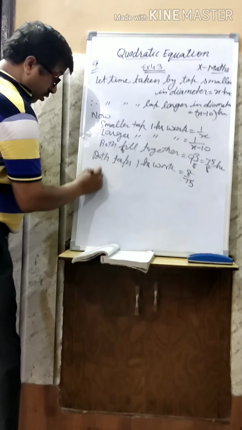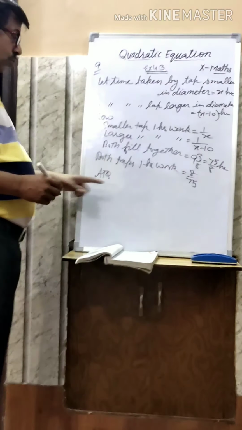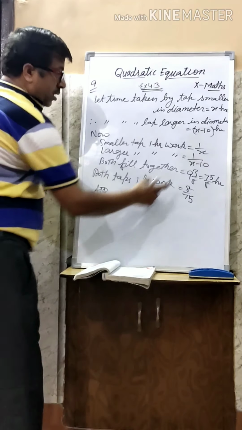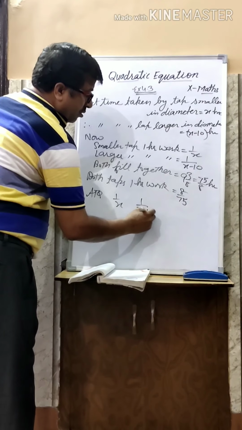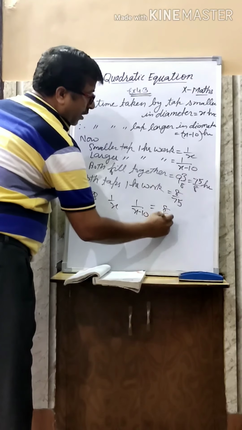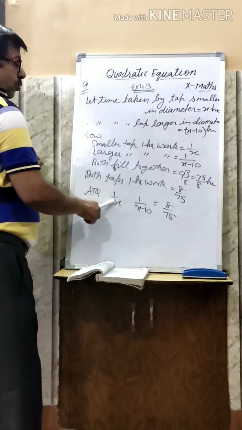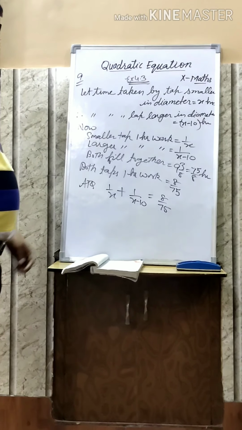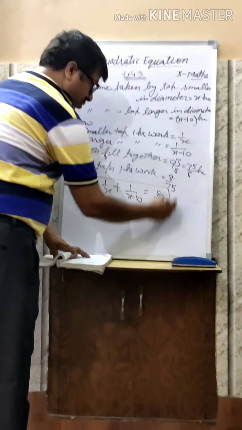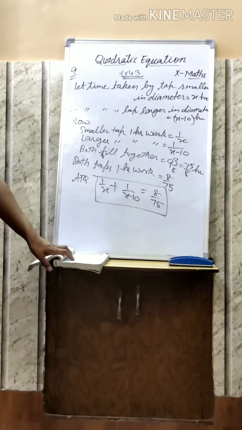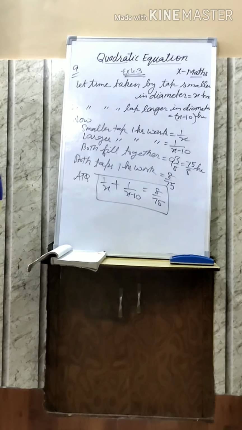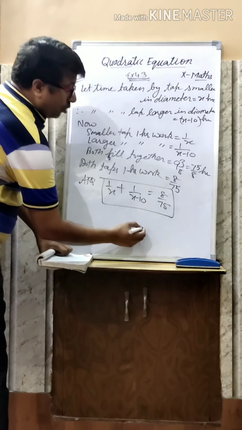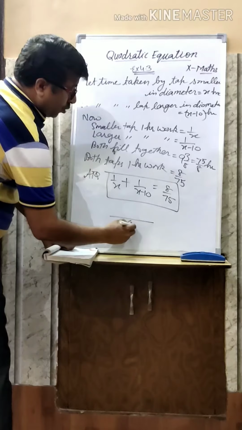So according to the question, both together. What is the smaller tap 1 hour work? 1 by x. Larger tap 1 hour work, 1 upon x minus 10, is equal to 8 by 75. Both taps together, it means you will take plus, you will not take minus. So now this is the main equation, my dear students. Now we have to take the LCM and then simplify.